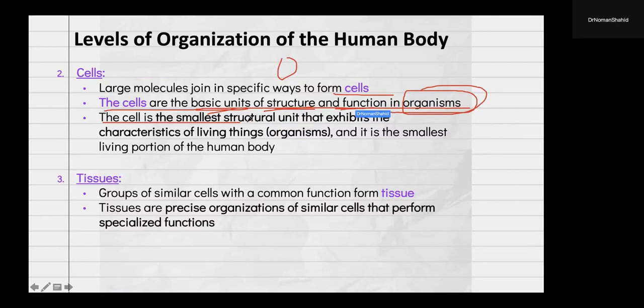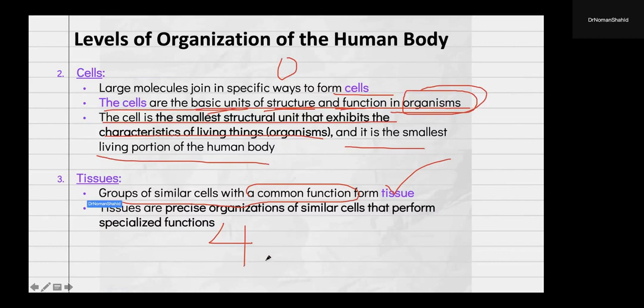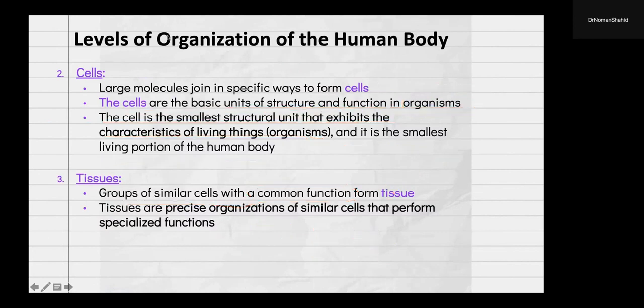The cell is the smallest structural unit that exhibits the characteristics of living things. Organism is the smallest living portion of the human body. Now these cells group together to perform a similar function known as tissue. And we have 4 types of tissue in our body present in the different organs. They get together and perform similar function.